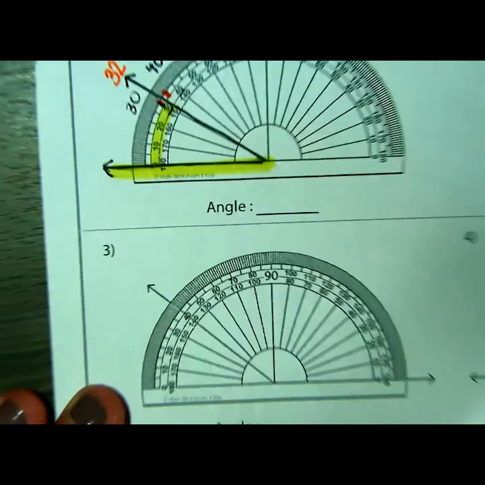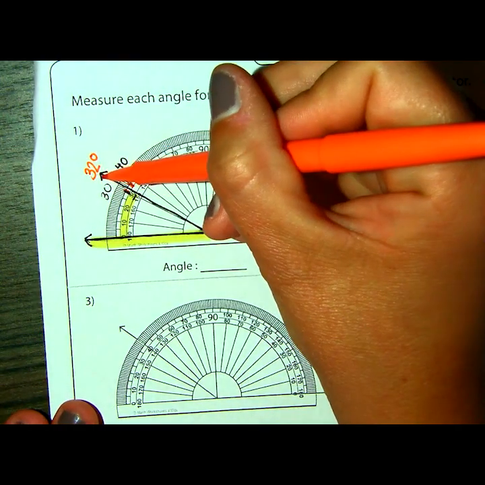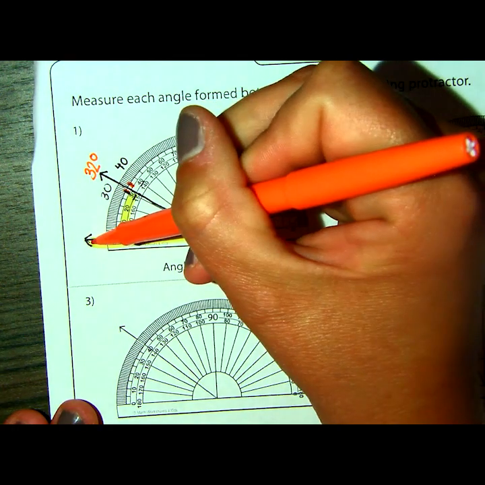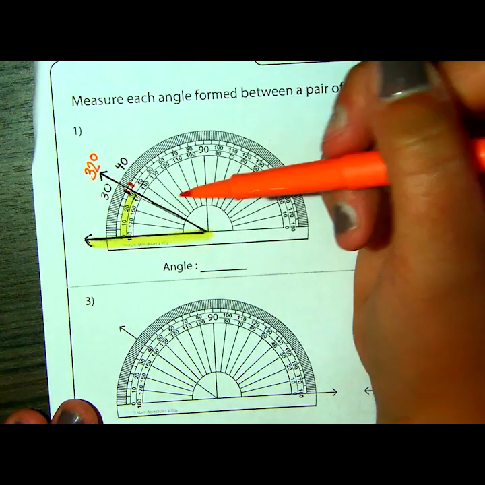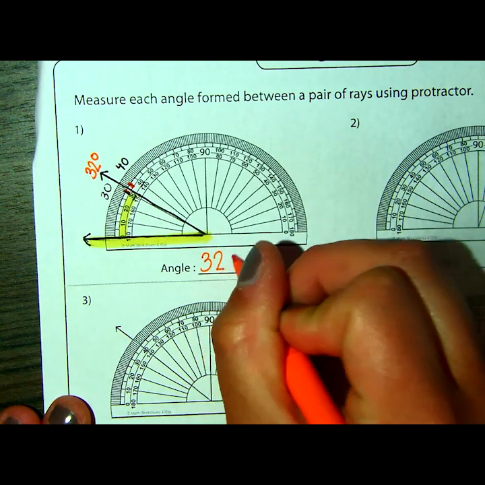And then again, I just want to take a step back and look. I know that this is an acute angle. It's less than 90. So does 32 degrees make sense? It does. This angle measure is 32 degrees.